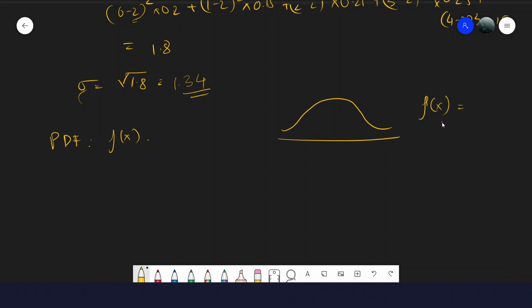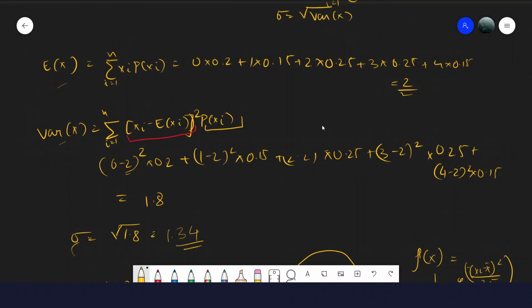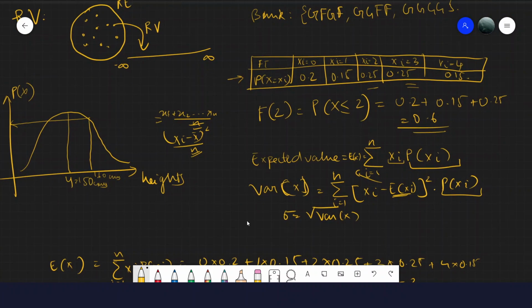In continuous values, if you take something like the normal distribution, the probability density function f of x is given by 1 by under root 2 pi sigma e to the power xi minus x bar the whole square upon 2 sigma. This is the probability density function. Over here we didn't have a probability density function because I just gave you a table of values. This itself is the probability mass function.